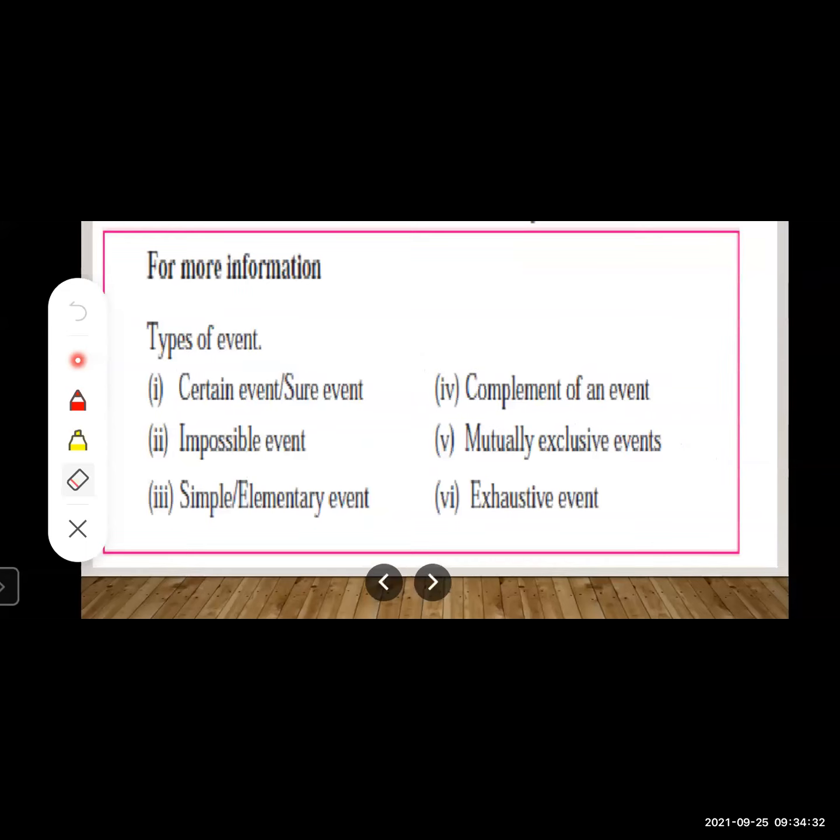Now we have seen different types of events: certain event or sure event, the second type is an impossible event, the third type is an elementary event, complement of event, mutually exclusive events, exhaustive events. And we have seen how to identify these different types of events also. We have seen some related examples also based on these types of events.